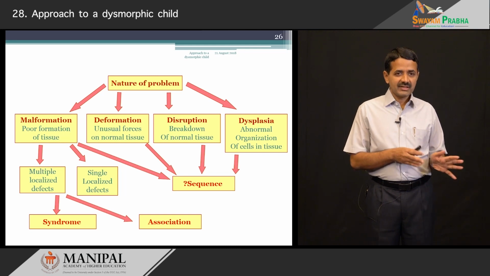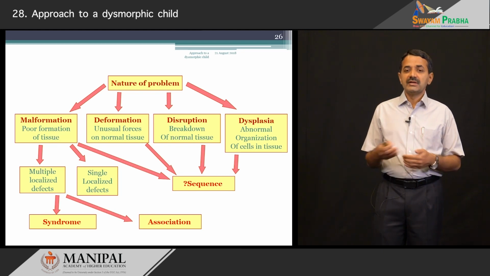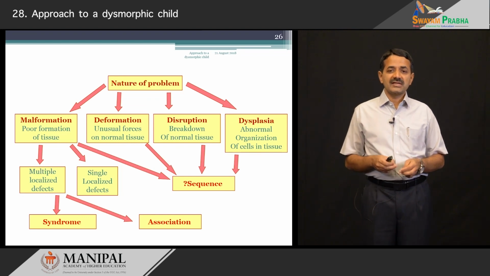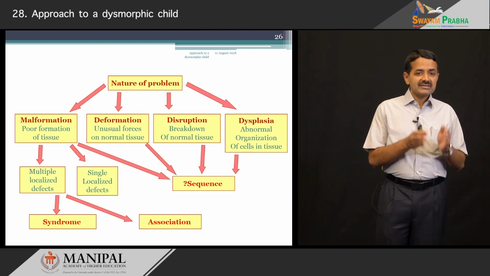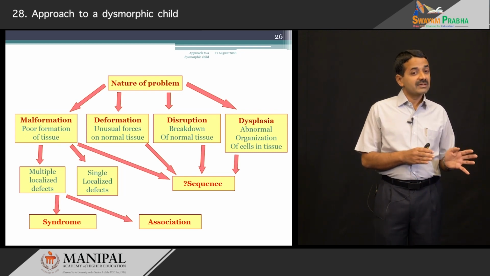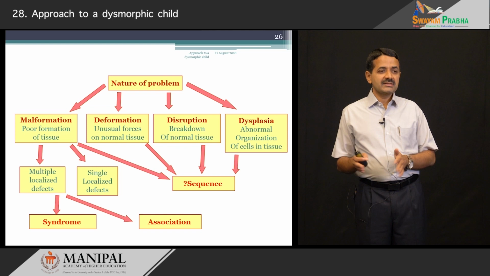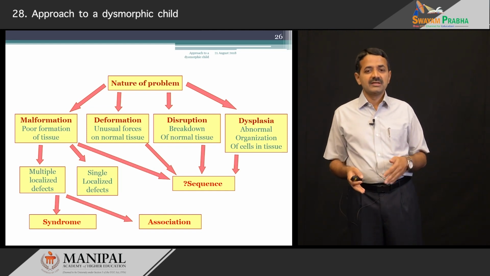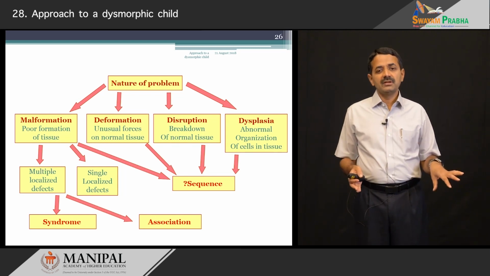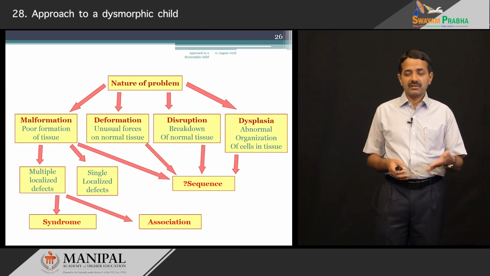It can be a malformation, where it is poor formation of the tissue, deformation, which means unusual forces on normal tissue, disruption, which means breakdown of normal tissue, dysplasia means abnormal organization of the cells into the tissue. It can be single localized defects, or it can be multiple localized defects, which can be a syndrome when they are causally related, or it is just a random occurrence of a set of anomalies, which is called association. And there can be a sequence, which is a sequence of events due to primary malformation, deformation or disruption.